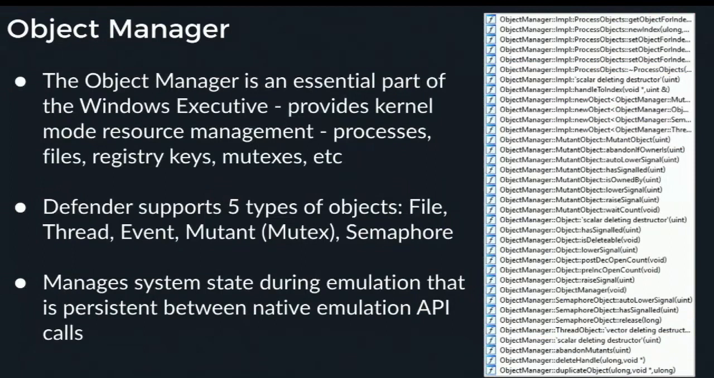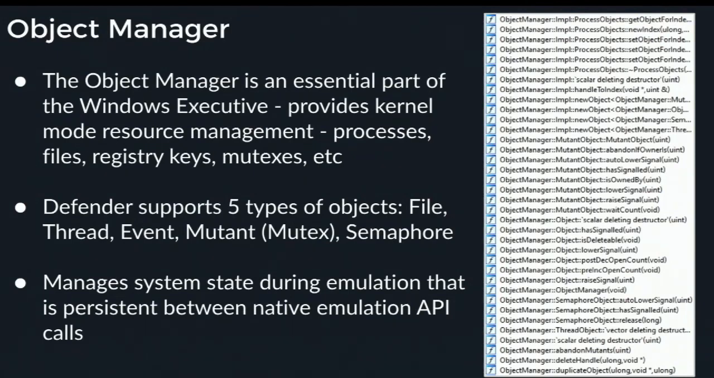So first off, we have the object manager. This is part of Windows that whenever you access a handle, work with a handle, it's going to pass through the object manager. So handles can be things like processes, files, registry keys, mutexes. Any sort of system resource that you can manipulate with your process has a handle assigned to it. And in a real Windows system, those are stored inside the object manager.